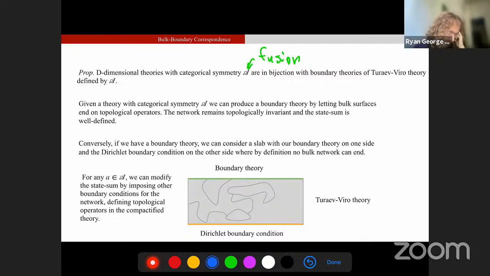So if we have little a in fancy A, we can define a topological defect by modifying the state sum so that, say, we always want an A line ending at a particular place, or an A surface ending at a particular place on the boundary. So we modify the state sum as an operator to change the boundary condition along some boundary network. And we see that these are going to satisfy the curly A fusion rules and everything. So this slab theory has the global symmetry that we wanted. So this is a converse. And actually, these two are inverse to each other. You can show that, but that's the bijection.